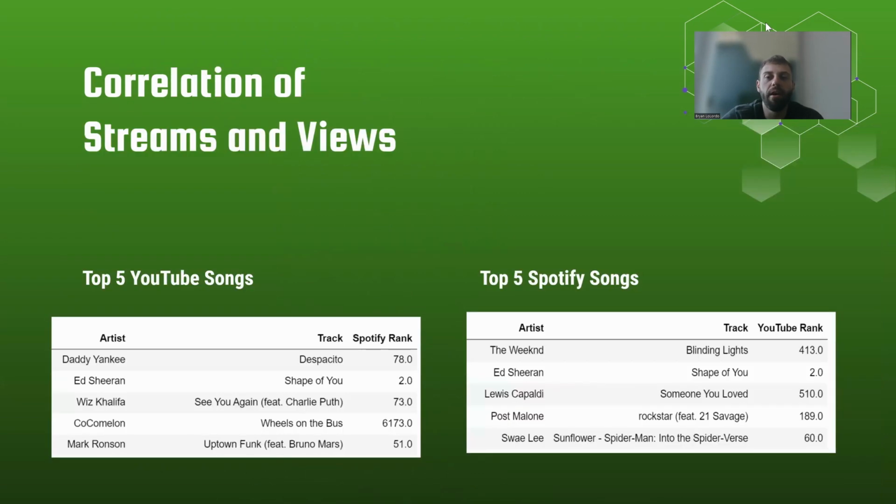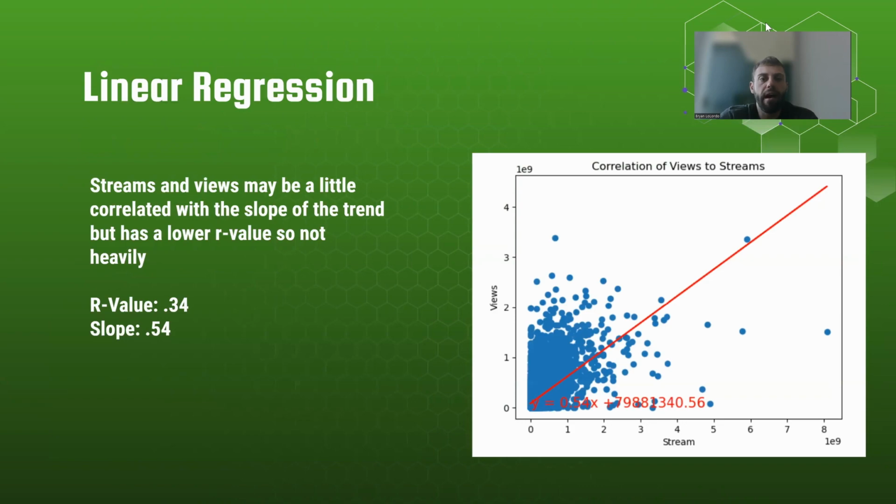And then taking a deep look into that a little bit further, we have 2 new top performers for Spotify's songs as well as YouTube's, which I found interesting, and wanted to then look at the correlation between the data to see how correlated streams and views exactly were. And from this, I ran a linear regression to see how correlated they are. They're a little bit correlated with a slope of 0.54 and an R value of 0.34. I wouldn't say they're overly correlated though.